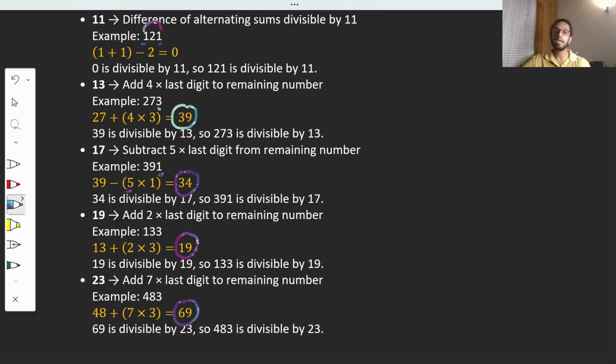I suggest you take a few numbers randomly, like 3-digit numbers or 4-digit numbers, and apply these and check with the calculator whether the numbers are actually divisible by the respective numbers or not.